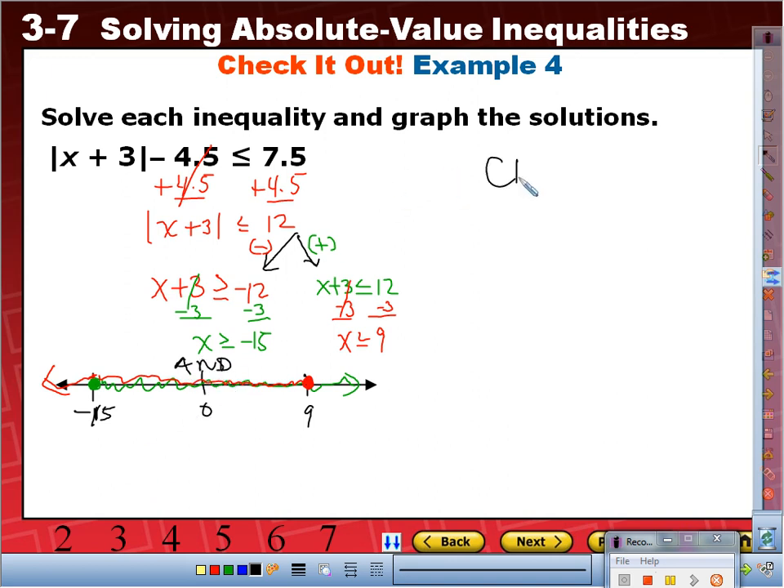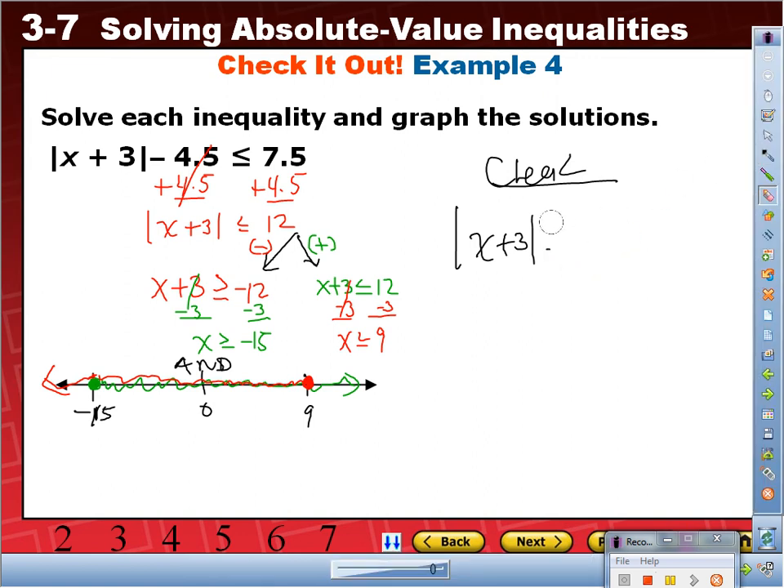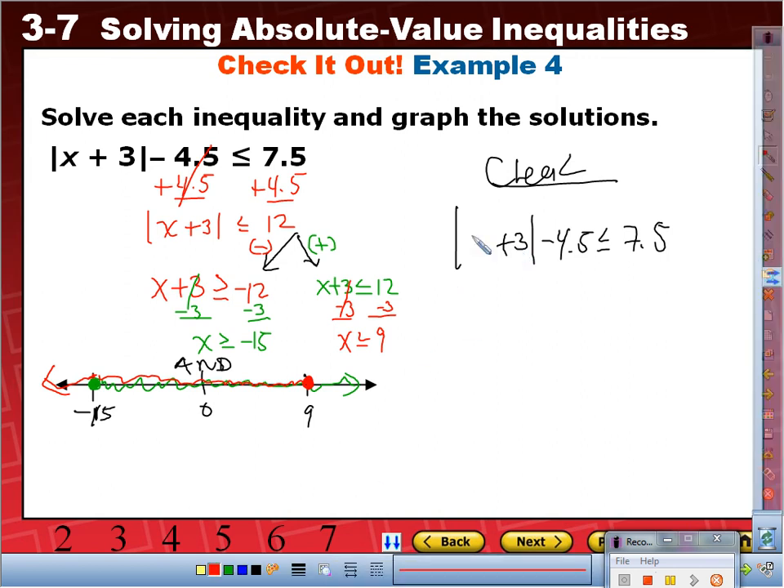So to check, I'm going to write absolute value x plus 3 and then minus 4.5, minus 4.5 less than or equal to 7.5. Yes? My bad. Instead of x, I'm going to open up parentheses. Thank you, right here. So this is parentheses. All right, fine.